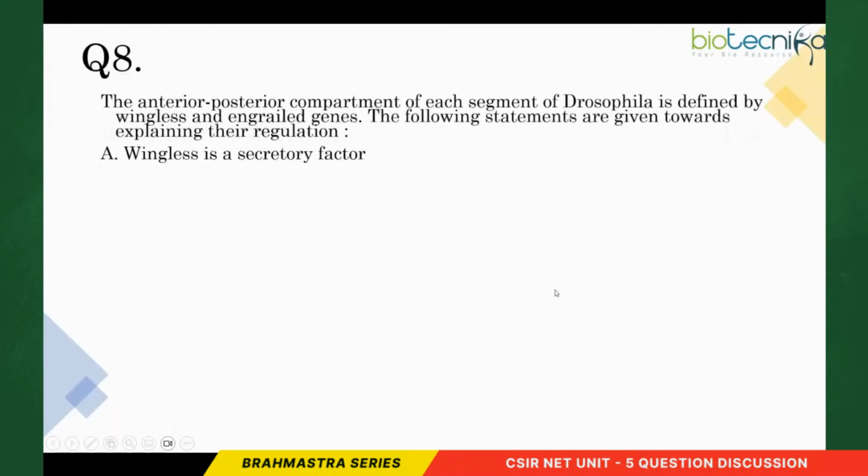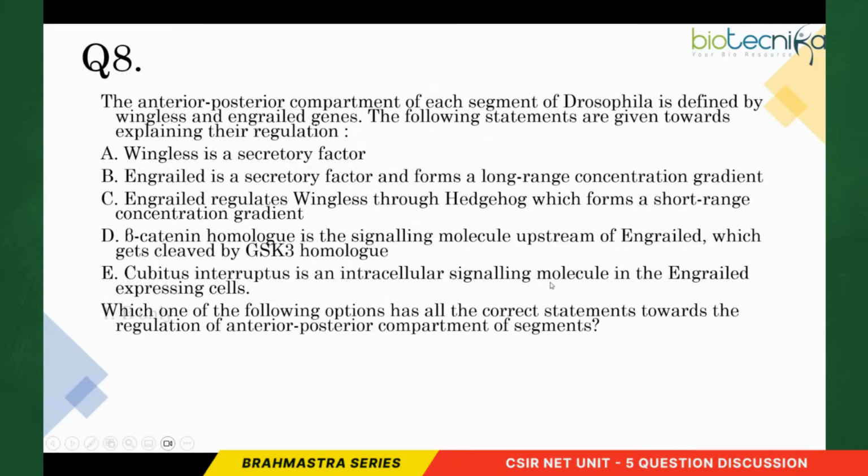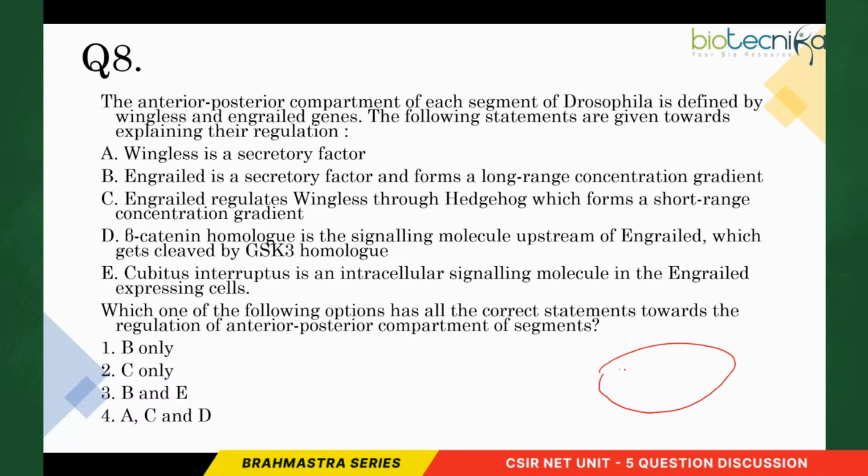So the next question is also regarding Drosophila development, but this is regarding segment polarity genes. We know that the Drosophila body has segmentation. Initially, the Drosophila body is in the syncytial form, syncytial blastula, where only nuclear division happens and not cell division. Later, the nuclei migrate towards the periphery.